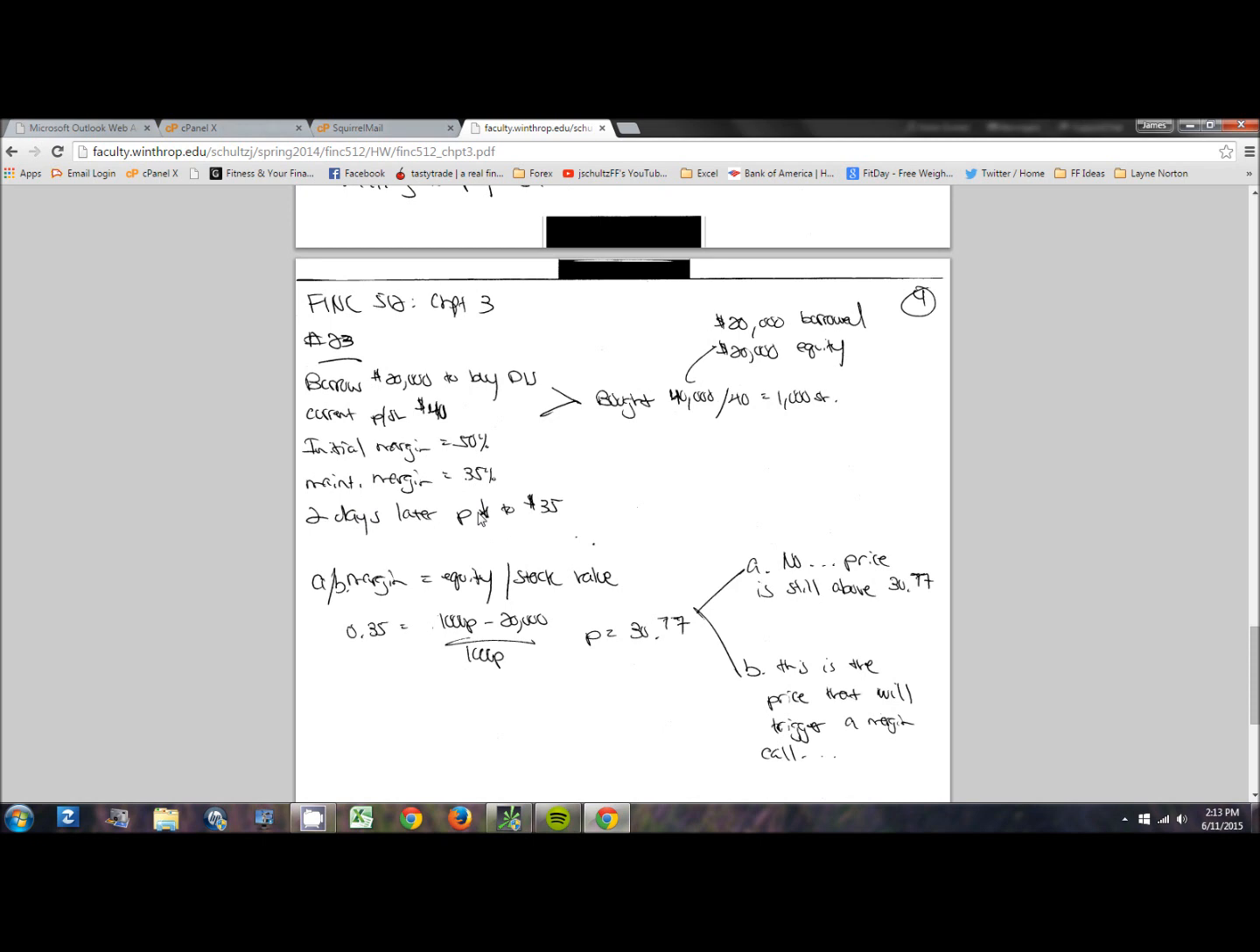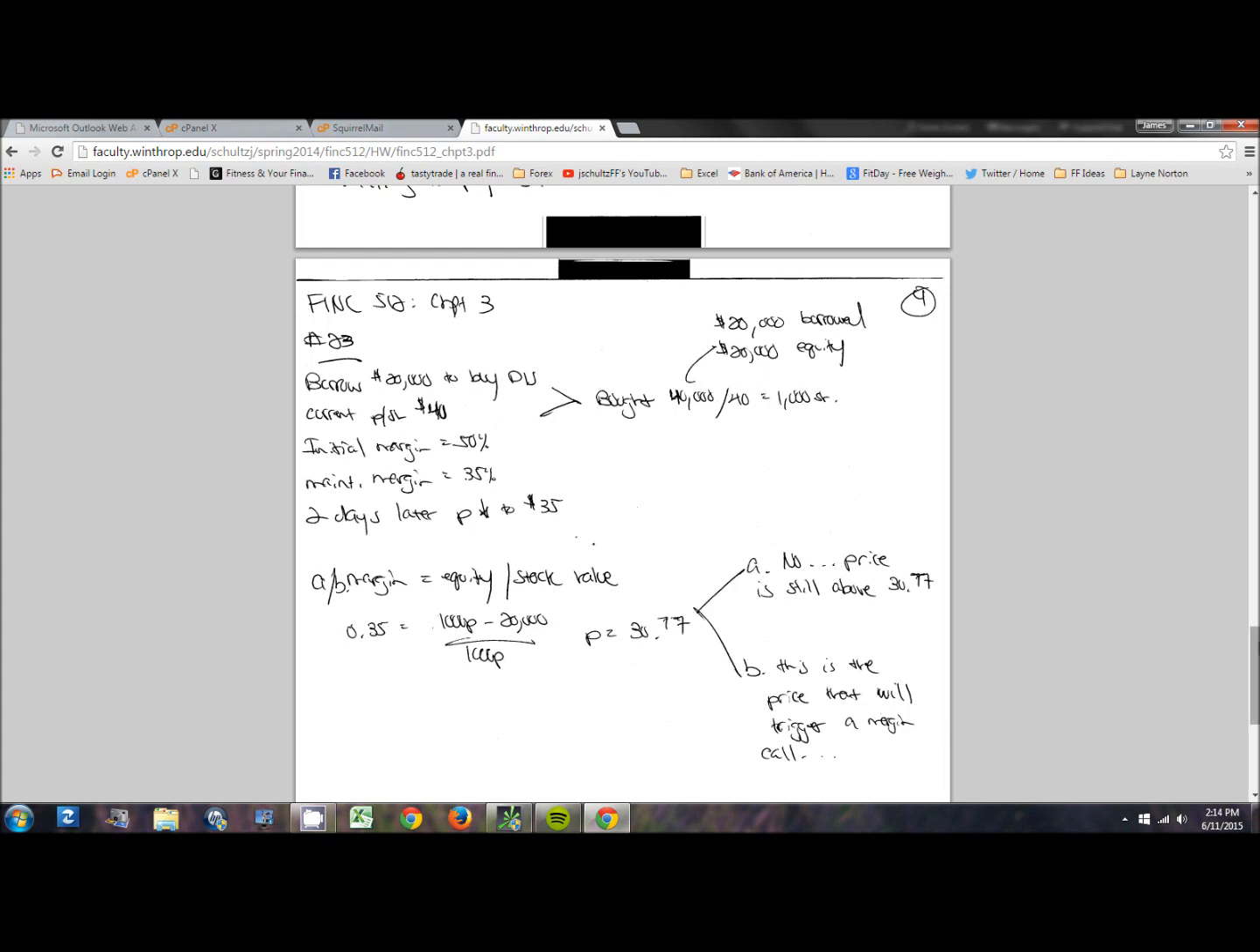Okay, so let me just talk a little bit about what some of this information is telling us. First of all, the maximum amount of margin that you can borrow is an initial margin of 50%. Okay, that is the most you can borrow. You cannot borrow any more than that. Now what does that mean? Well, let's look over here. If you're gonna borrow $20,000 to buy Disney, and your initial margin is 50%, that means you must have $20,000 in equity.